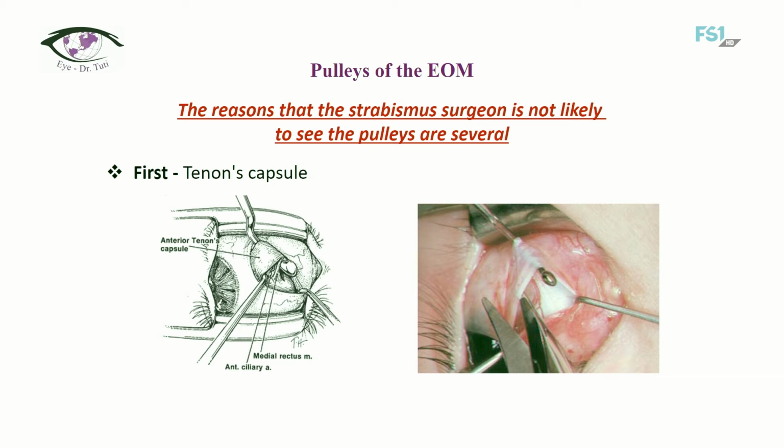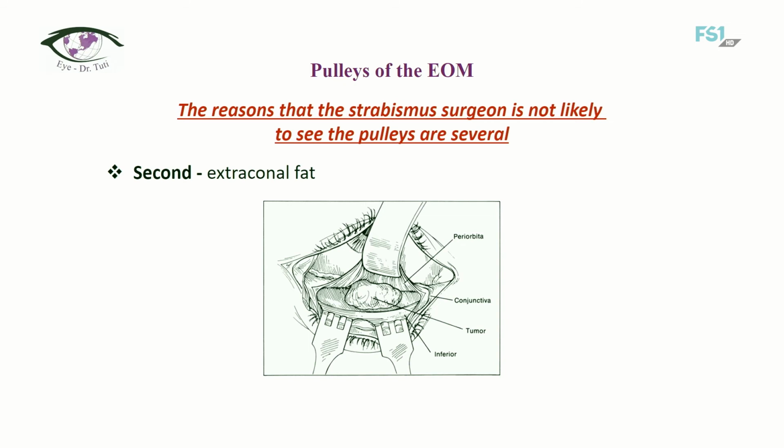Here in the slide, the reasons that the strabismus surgeon is not likely to see the pulleys are several. The first is Tenon capsule. Surgery of the extraocular muscle is carried out beneath anterior Tenon capsule and in the plane of posterior Tenon capsule. You can see here anterior Tenon capsule during surgery. The second reason is extraconal fat. Dissection carried posterior to the origin of anterior Tenon capsule will expose extraconal fat, which both complicates surgery and obscures the surrounding anatomy, including the pulleys.